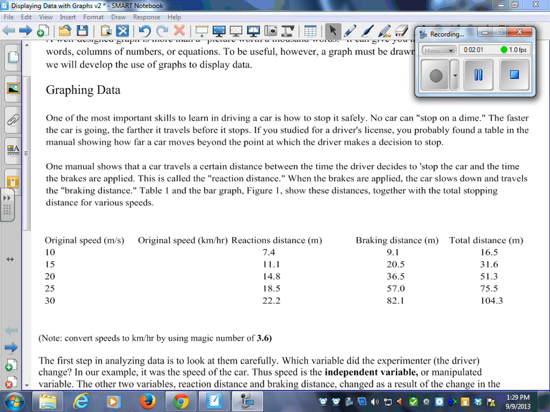Is that taught in driver's ed? Little manual about braking distance? No one listens.